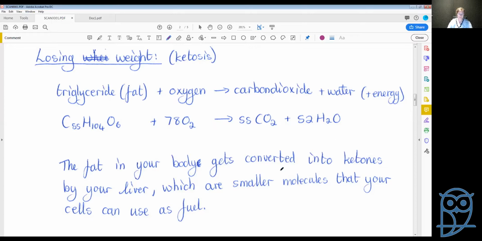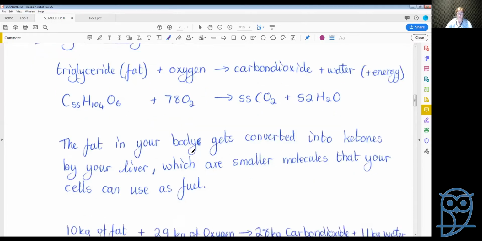But this gives your body a way of storing the glucose molecules that it doesn't end up using. So it ends up binding them into triglycerides, storing them as fat.